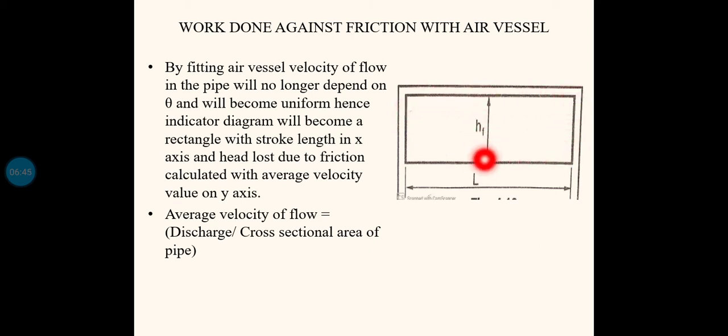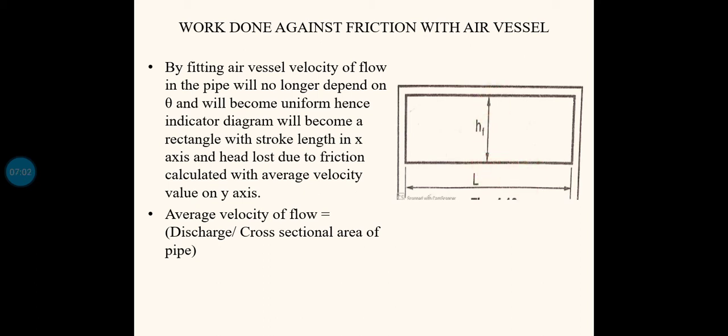But remember, this is not the HF as calculated in the earlier case. There HF is calculated with varying velocity. Here it is going to be calculated with uniform velocity. That is the difference. Anyway, this shape is going to be a rectangle. Remember about this: on the x-axis we have the stroke length and on the y-axis we have HF.